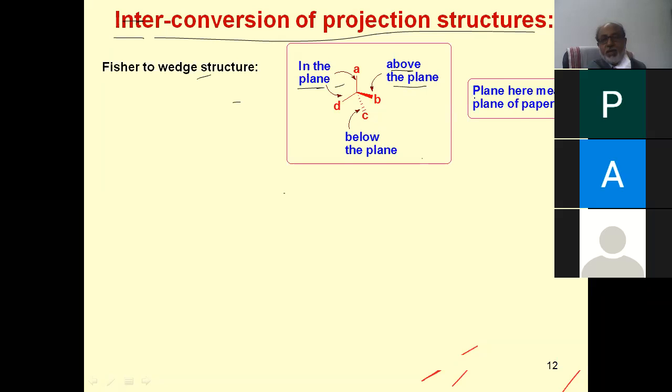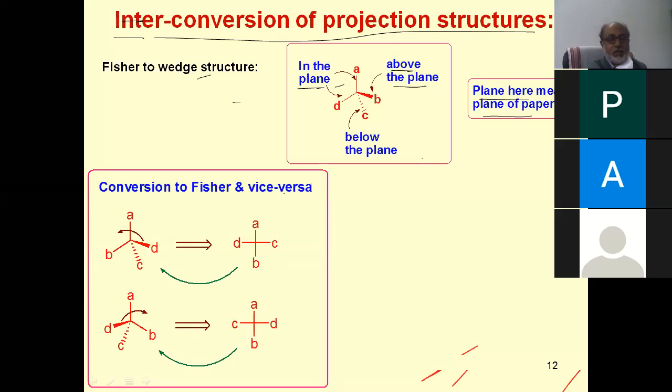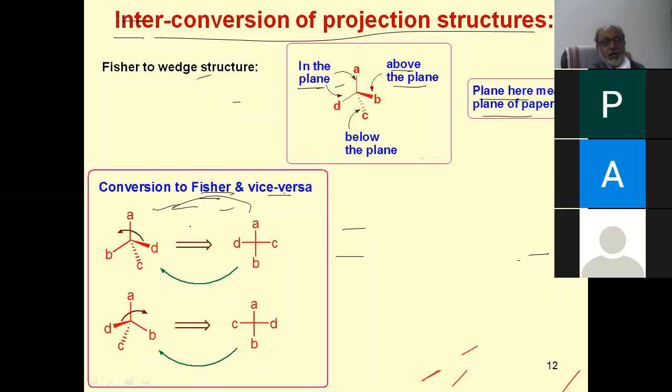And what does this plane mean? Plane of the paper. Here it is the plane of the screen of your computer or your mobile, whatever. But when we write on paper, it is the plane of the paper. All right? Okay. Now, how to convert this? Suppose we have to do conversion of wedge to Fisher and vice versa, that means wedge to Fisher and Fisher to wedge. Both.